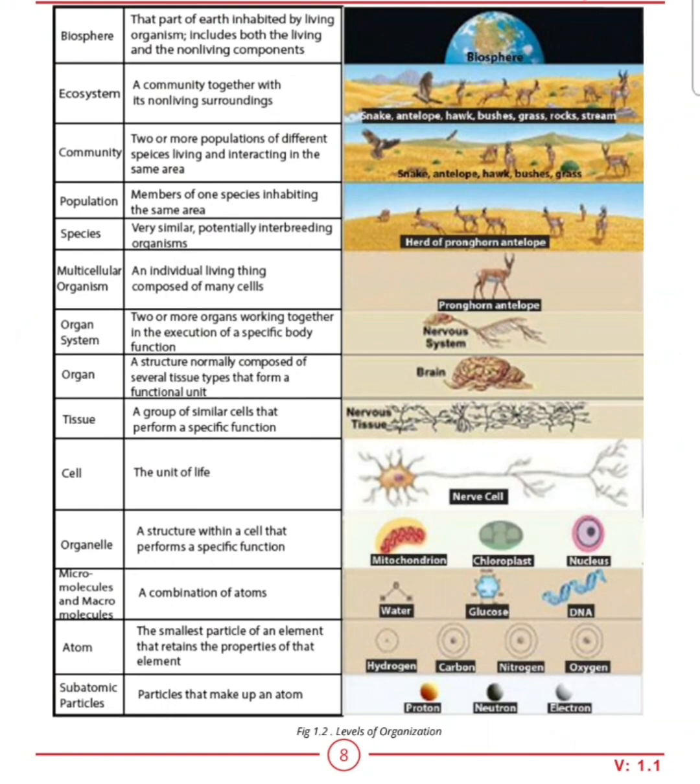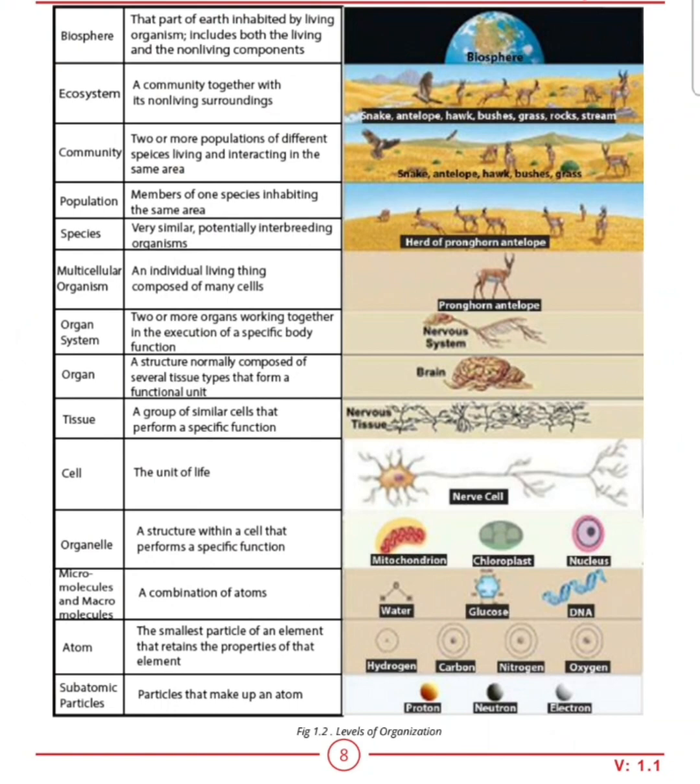Next level is the tissue level. A group of similar cells that perform a specific function is known as tissue. There are different types of tissues in living things, in plants and animals: epithelial tissues, ground tissues. In animals, there are nervous tissues and muscular tissues. Cell is the unit of life. Example of a cell is a nerve cell.